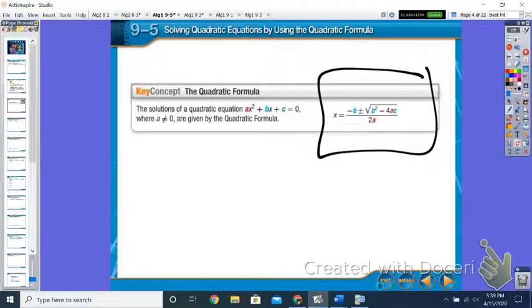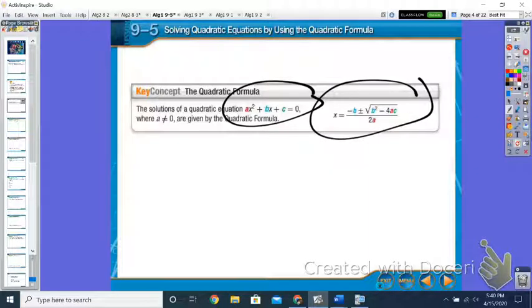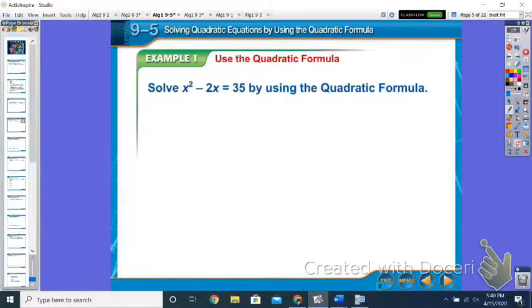So basically, all we've got to do is take the equation that we're given, and the numbers that we see there, so the coefficients a and b, and then the constant number c, and substitute those into our quadratic formula and solve. So let's look at an example. You can see how this works.